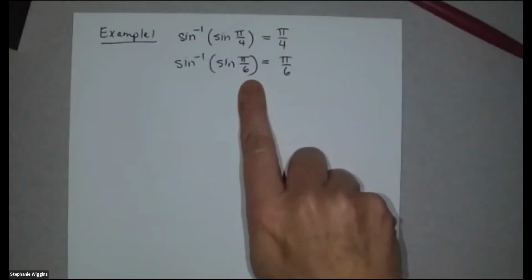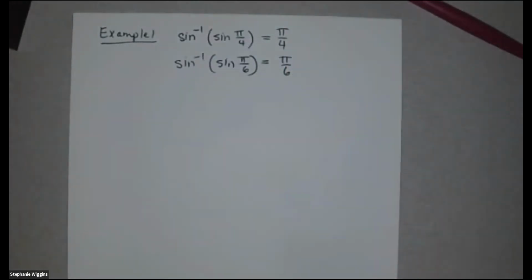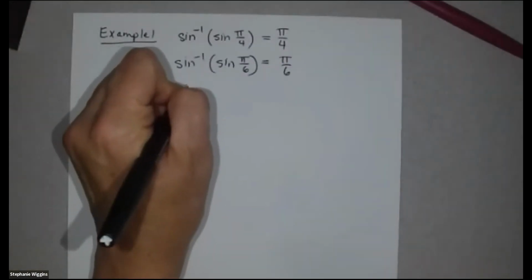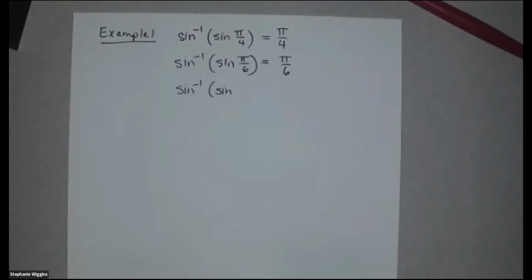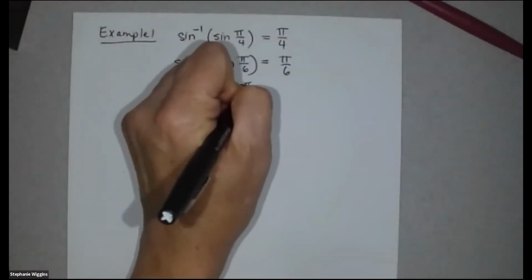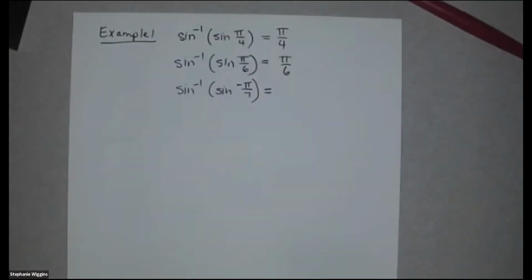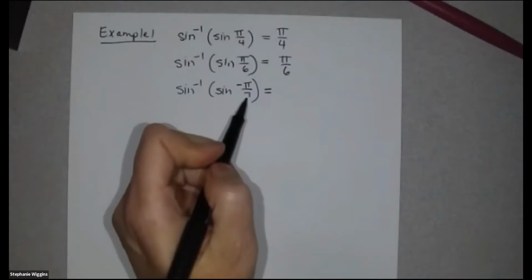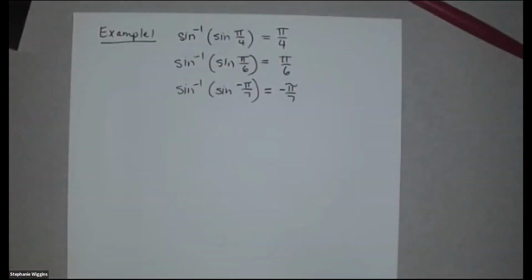If you put in pi over 6, take sine, sine inverse, you get pi over 6 back. Hey, we're cruising right now. This is simple. You should have no problem on a test doing this, right? This is easy, easy as pie. Put in minus pi over 7. I get minus pi over 7.